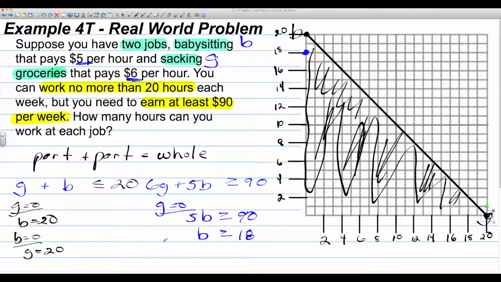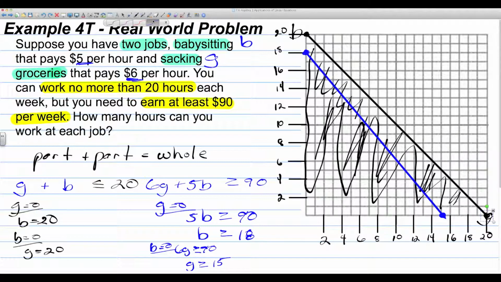And then the other end of that would be when b is equal to 0. We substitute that in, and we get 6g is greater than or equal to 90. And when we solve that, we get g has to be greater than or equal to 15. So when b is equal to 0, g is equal to 15, and it's going to be greater than that. So we're going to use a solid blue line there. And since it's going to be greater than that, we would shade above that line.